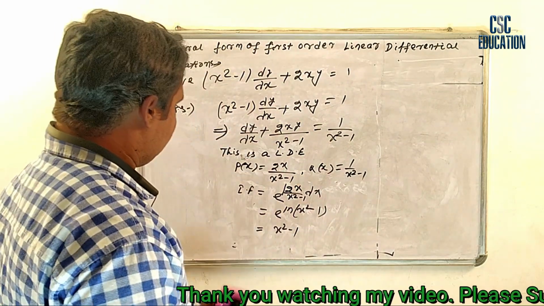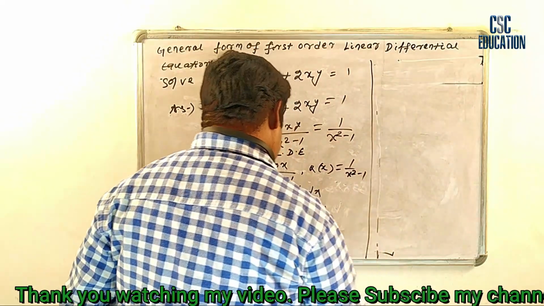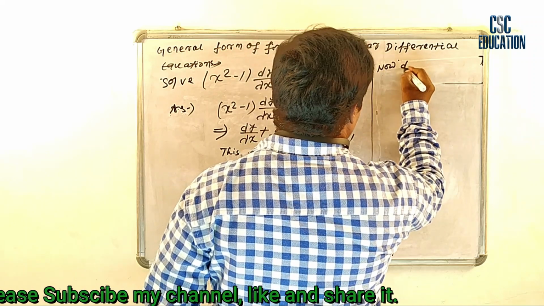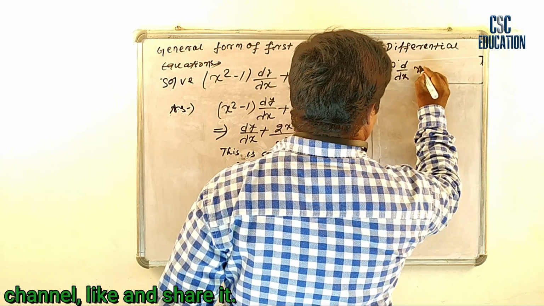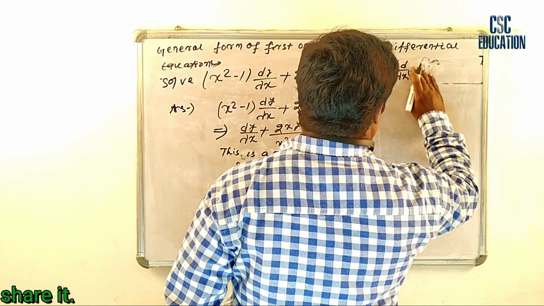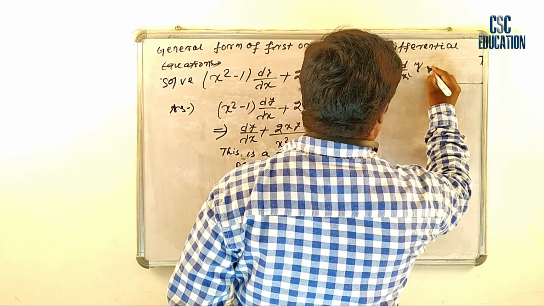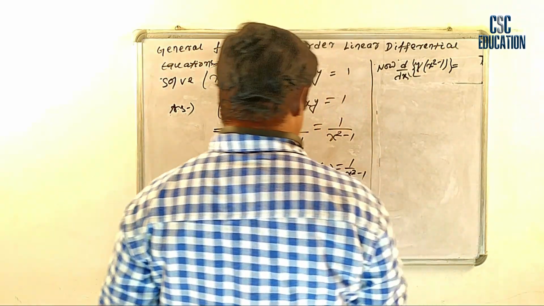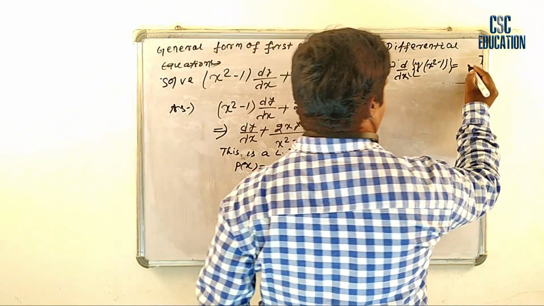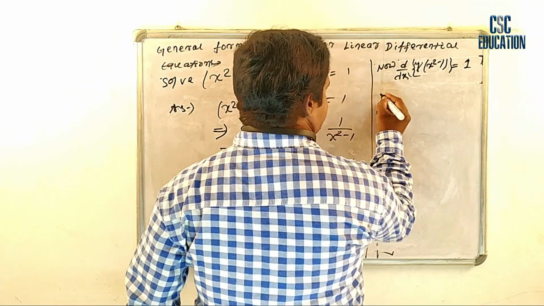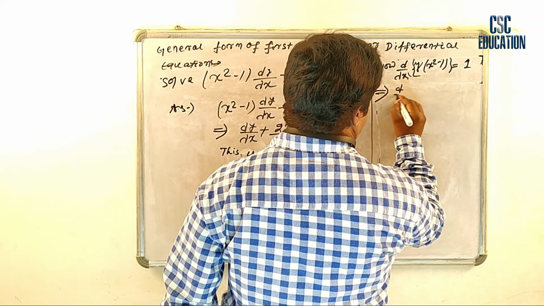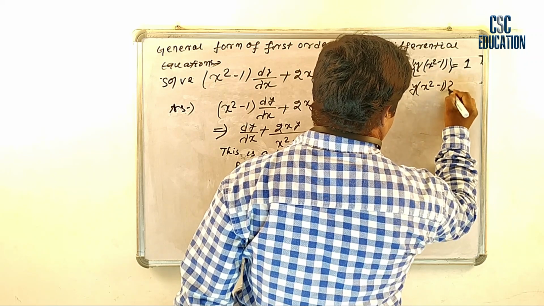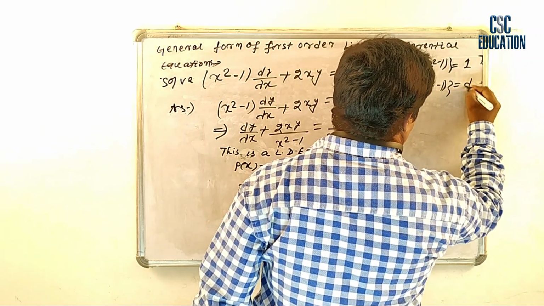Next, multiplying this integrating factor with the given equation, we get d by dx of y into x square minus 1 equals 1 by x square minus 1 times the multiplier factor x square minus 1, that means 1. This implies that d of y times x square minus 1 equals 1 into dx.